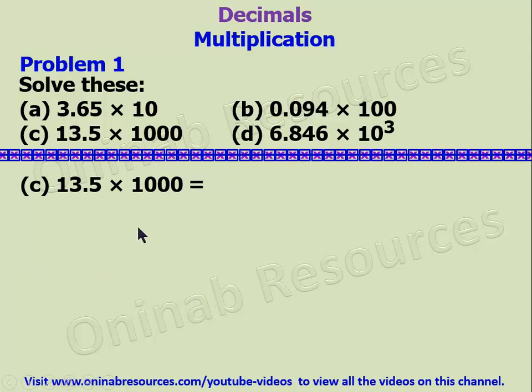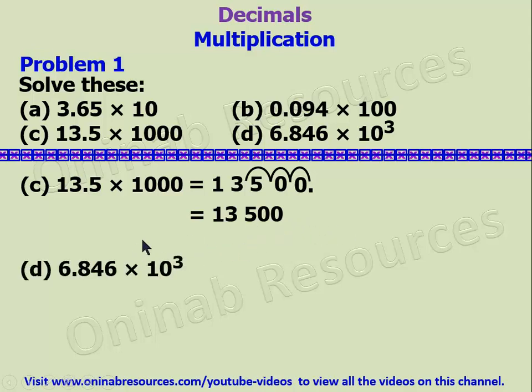In the C part of the problem, I have 13.5 times 1000, which means I'm going to move this point 3 times to the right. So moving the point, I have 1, 2, and 3. So we can fill this space with zeros. So this space we have here filled with zeros. We have 13,500.0, which is still the same thing as 13,500. So we go to D part of the problem.